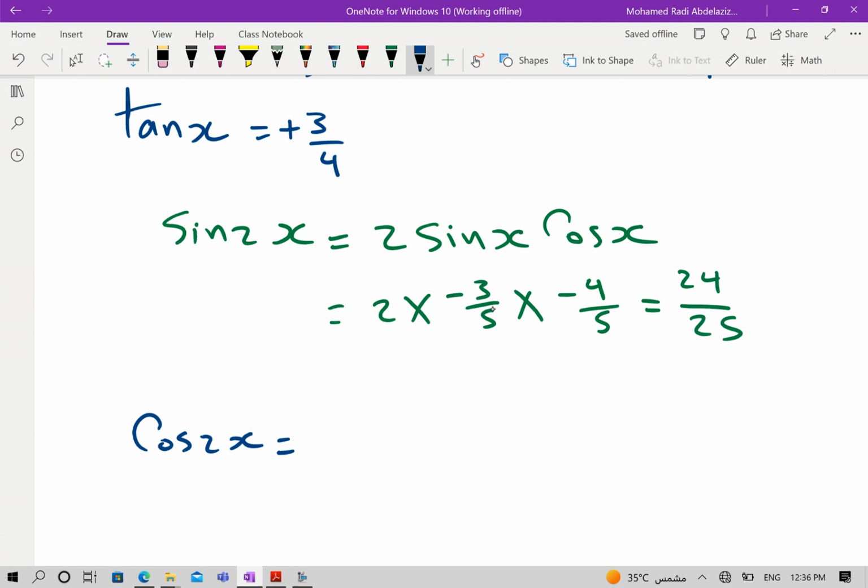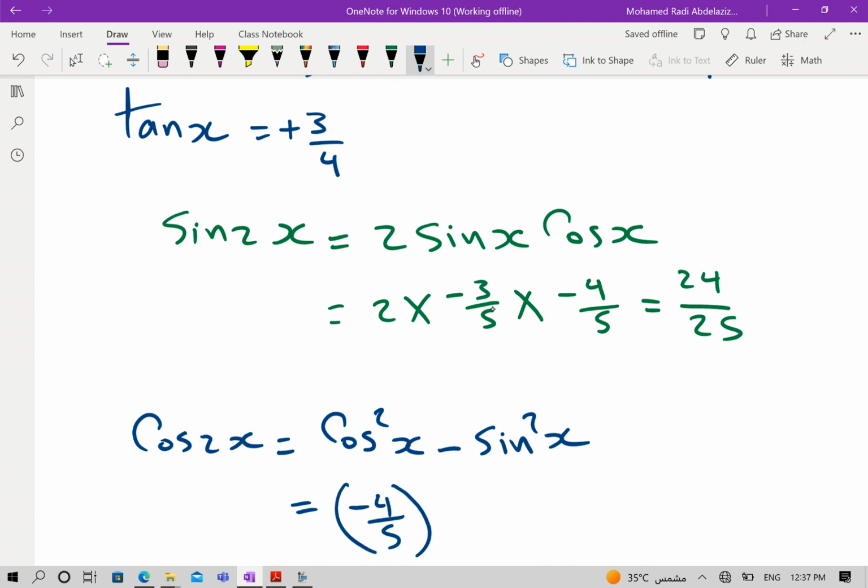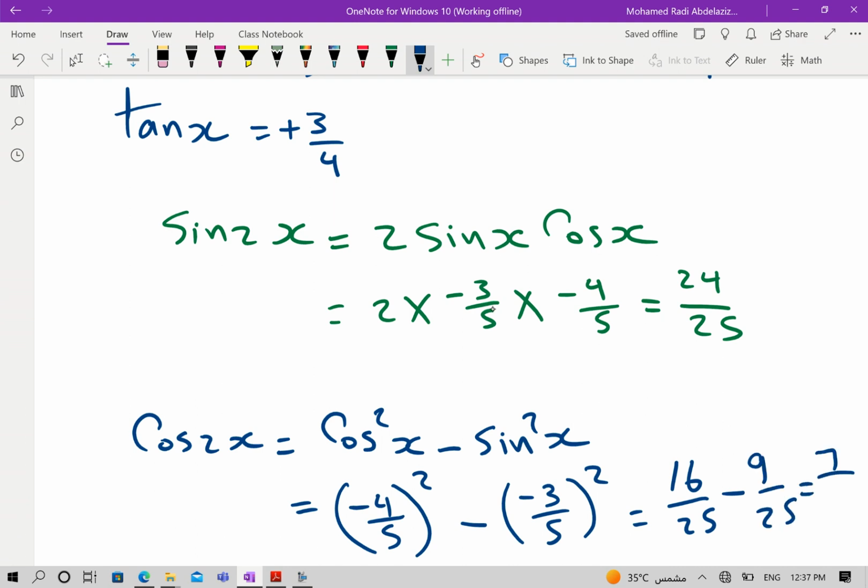Any one of the three will work. If you start with cosine squared x minus sine squared x, you will get your answer. Cosine x is given, square it: negative 4 over 5, all squared. Sine x is negative 3 over 5, all squared. So 16 over 25 minus 9 over 25 is 7 over 25.